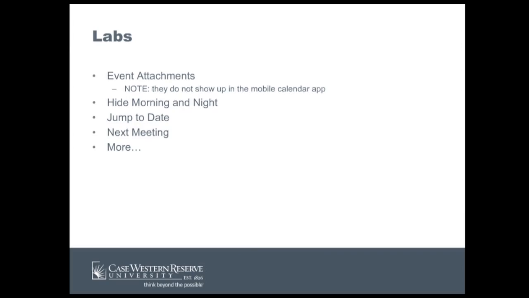Just one thing to keep in mind is that the attachments won't show up in the mobile calendar app. So if you have it on your phone and you click on calendar and it opens up, it's going to be very minimal of what you can see. We do have a short workaround for that, but just keep in mind that mostly the event attachments will be when you're using the browser version. You can hide morning and night, so you only see about 7 to 5 p.m. if you want to do that. You can jump to a certain date. You can see when your next meeting is, and there's a bunch more of these as well.